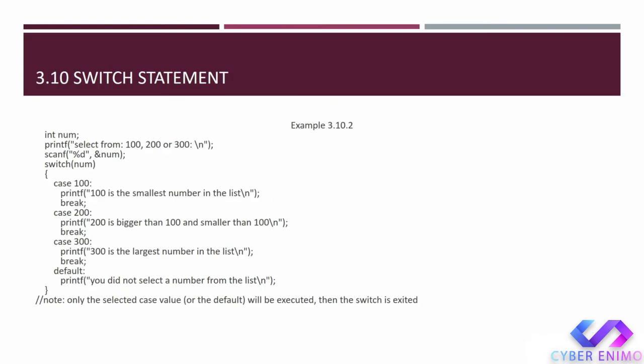In this example, the code is similar to the previous one, but now we have included the break command after each printf statement. So if the user selects 100, the printf statement for case 100 will be executed, then the program will be forced to exit the switch statement because of the break command. And if the user selects 200, then the printf statement for case 200 will be executed. Then the break command will force the program to exit the switch statement.